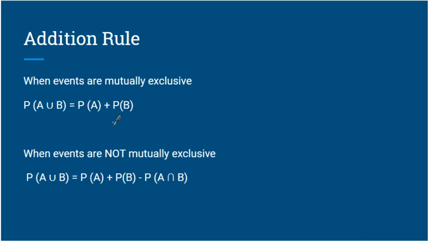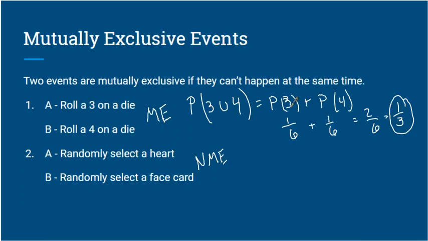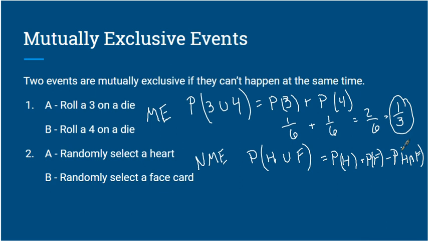All right. When things are not mutually exclusive, we still add them together, but we have to subtract the overlap, the probability of A and B. That's what that is. Okay, so if we're looking at our card example, the probability that it is a heart or a face card would be the probability of a heart plus the probability of a face card minus the probability of being a heart and a face card. So the ones that are hearts and face cards.